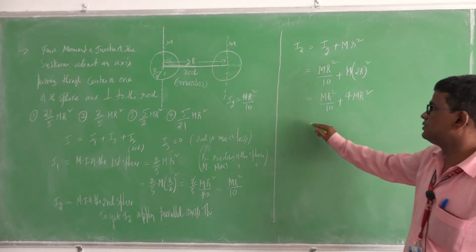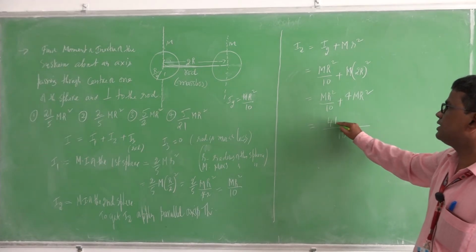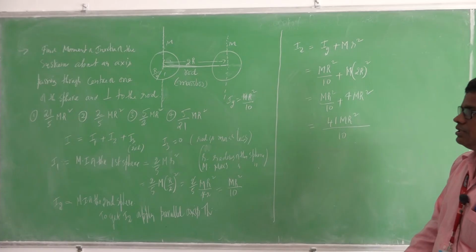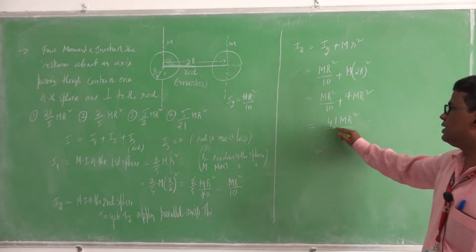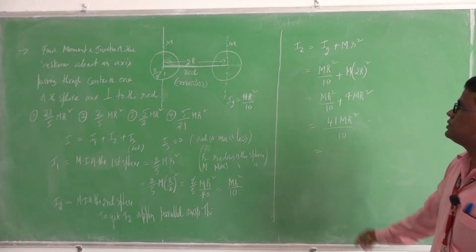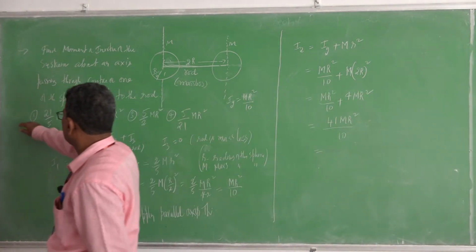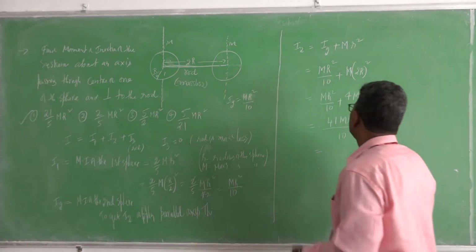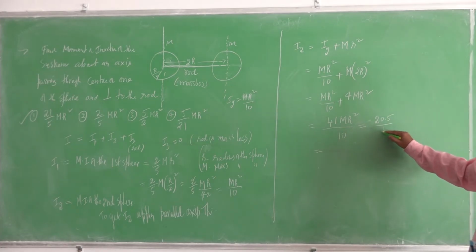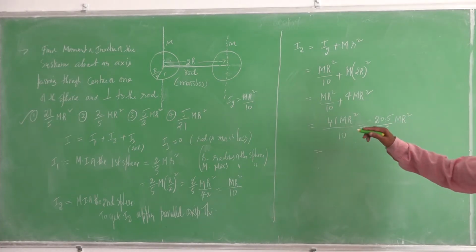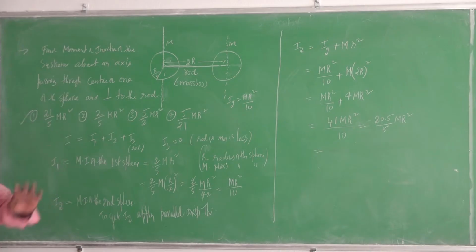So what will you get? Take LCM 10: 4 into 10 is 40, 40 plus 1, 41 m r square by 10. So how much do you get? 41 by 2 is nearly 20.5, so nearly 21 by 5 m r square. So you will get this answer. Take this.